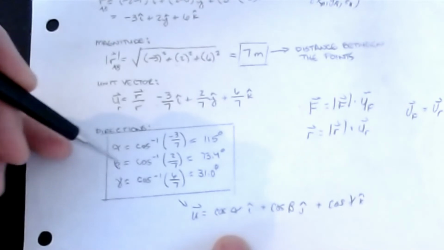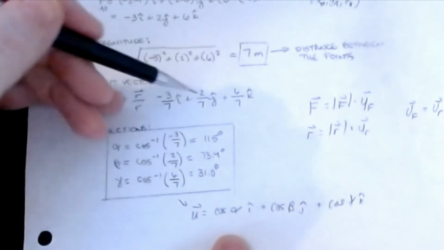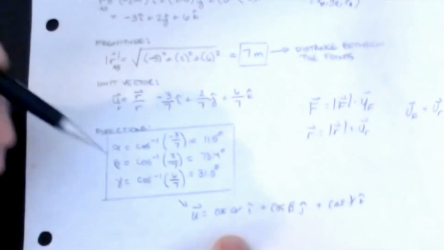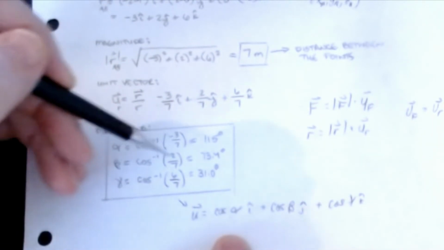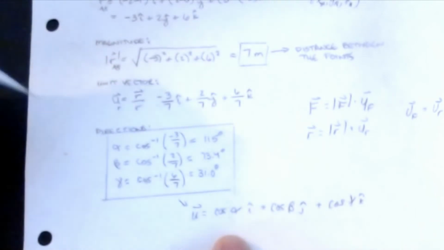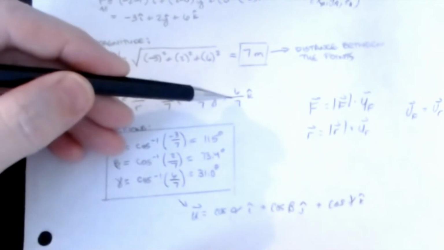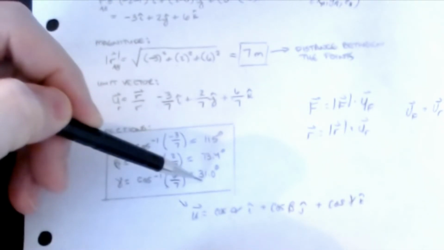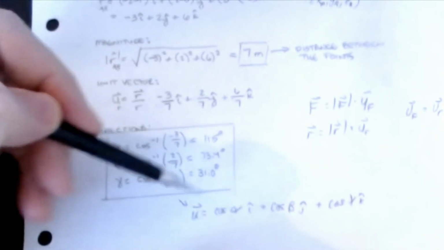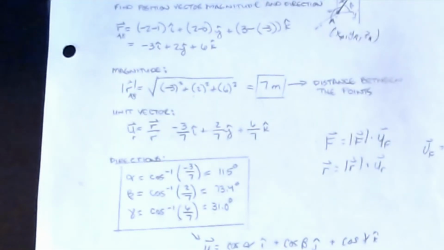Okay, and then beta on this would be: 2/7 is cosine of beta. That's the j terms, comparing them. So the cosine inverse of 2/7 is 73.4. Okay, and then the cosine inverse of 6/7 is 31.0. And now I have the angles that this vector makes with the Cartesian axes, just as simple as that. Okay, and so that's what we can do with a lot of these.